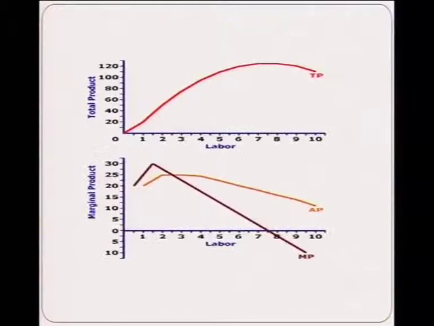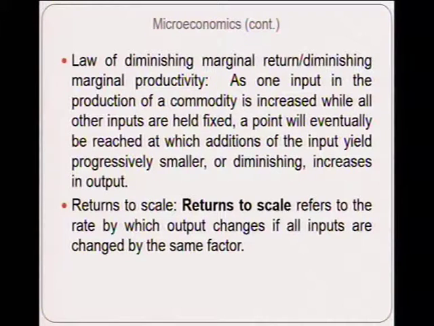Let's talk about why it falls, why TP diminishes. Here is the law of diminishing marginal returns, or the law of diminishing marginal productivity. Why does the TP curve fall? As one input in the production of a commodity is increased, while all other inputs are held constant or fixed, a point will eventually be reached at which additions of inputs yield progressively smaller or diminishing increases in output.